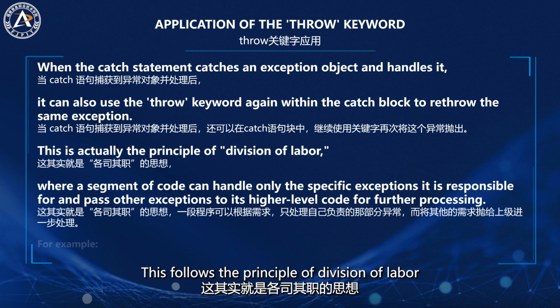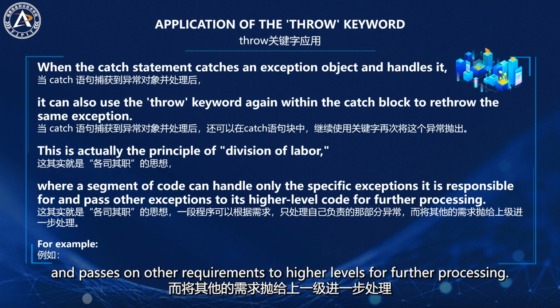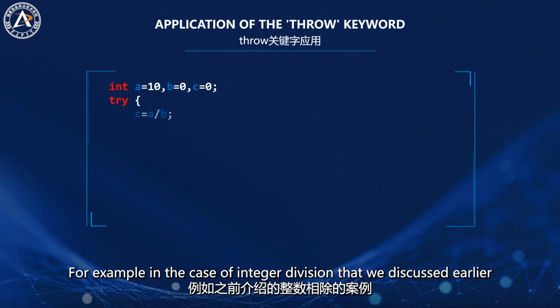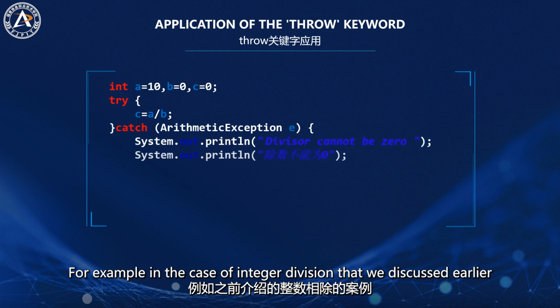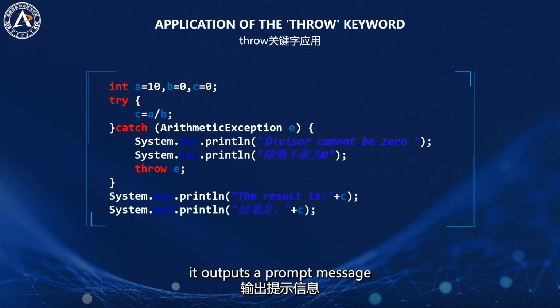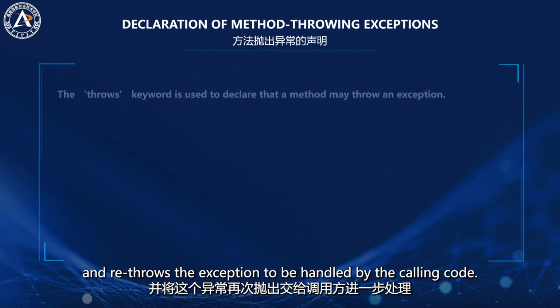This follows the principle of division of labor, where each part of the program handles its own responsibilities and passes on other requirements to higher levels for further processing. For example, in the case of integer division that we discussed earlier, in this code snippet, when the catch block catches an arithmetic exception, it outputs a prompt message and rethrows the exception to be handled by the calling code.